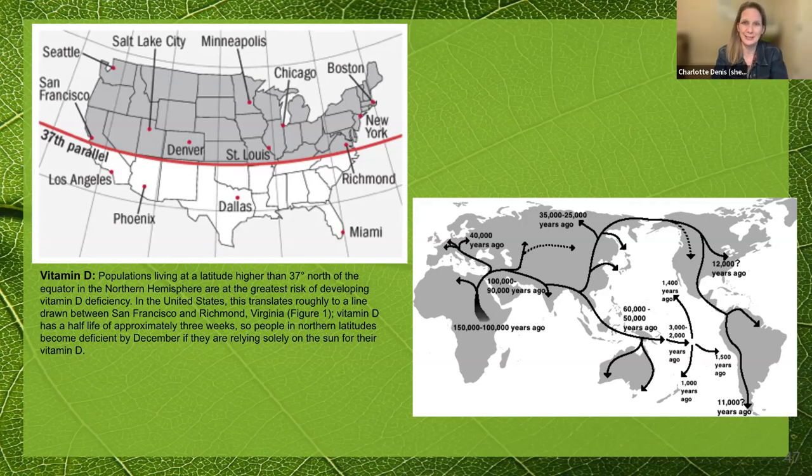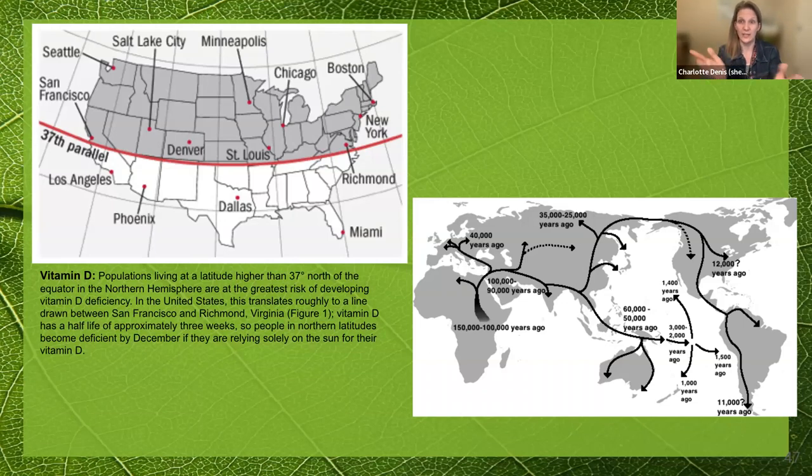So what do we do? In 2023, and of course for many decades before, in the United States, we fortify foods with vitamin D, right? Milk is fortified with vitamin D. Orange juice is fortified with vitamin D. Some people take vitamin D pills. So there are ways around that, but naturally you're not going to get that on your own.